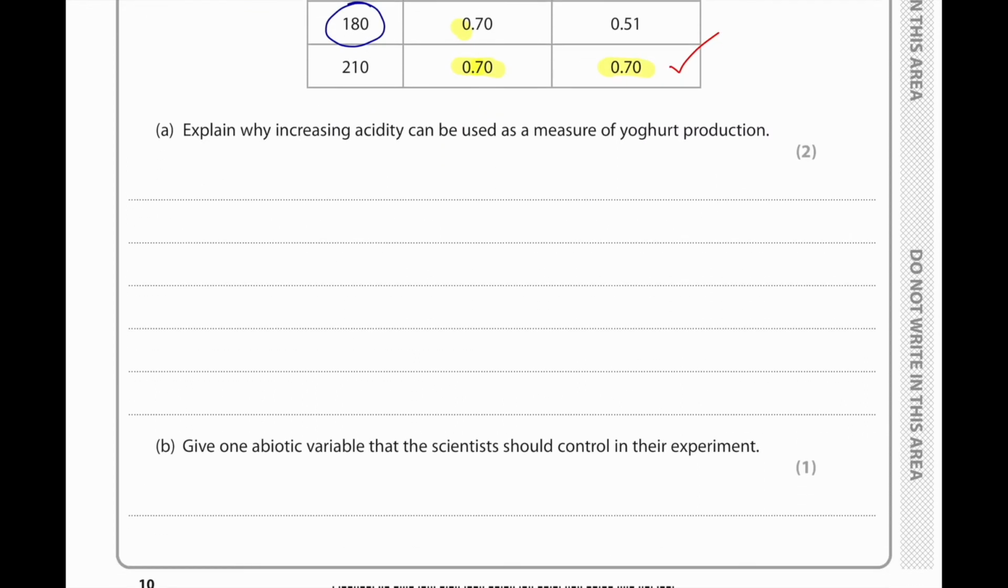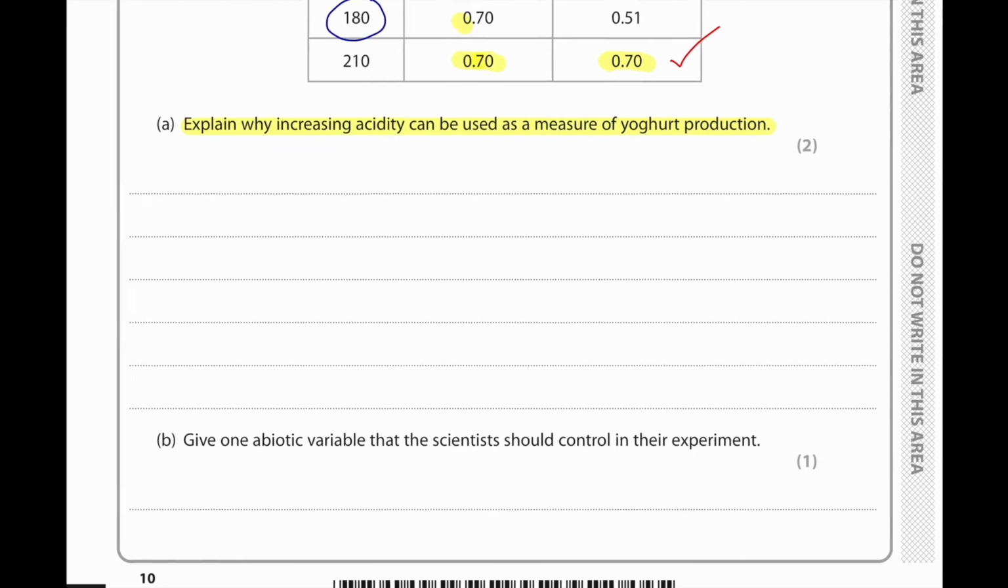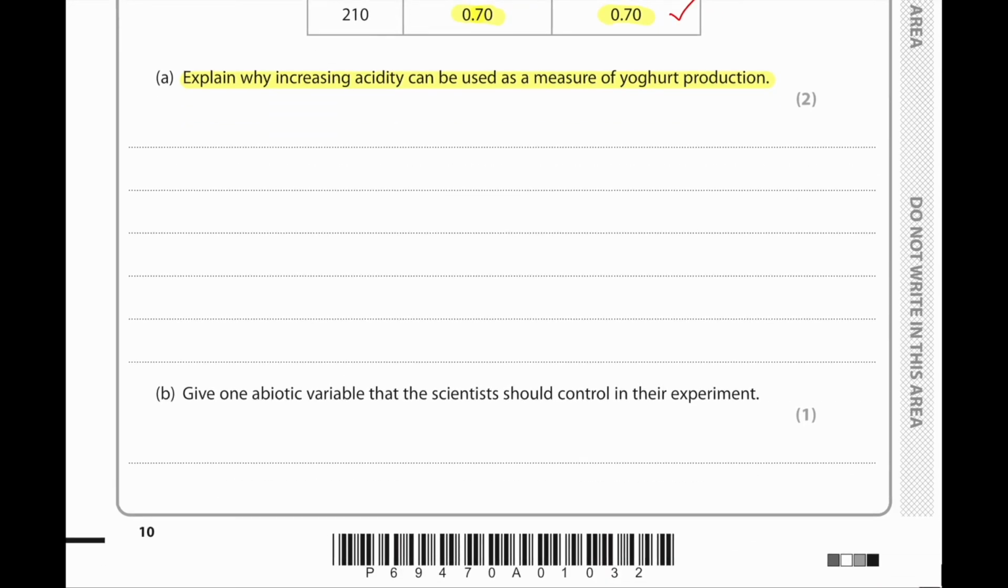Now the question is, explain why increasing acidity can be used as a measure of yogurt production. We know that when yogurt is produced, lactic acid is produced. So anaerobic respiration by bacteria produces lactic acid. So that's why we can use it as a measure of yogurt production.